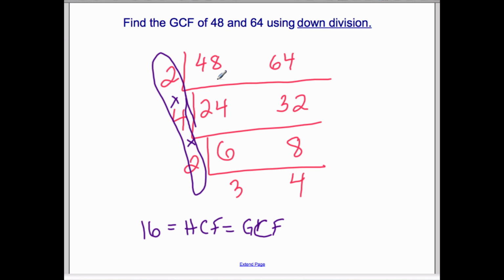And 16 goes into 48 3 times and into 64 4 times. So keep in mind that these 3 different methods are all finding the same thing. So if you did this same problem using a T-chart or using a factor tree, you should get the same answer. You should get 16 as your GCF.